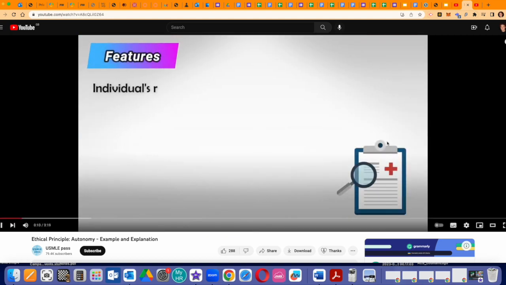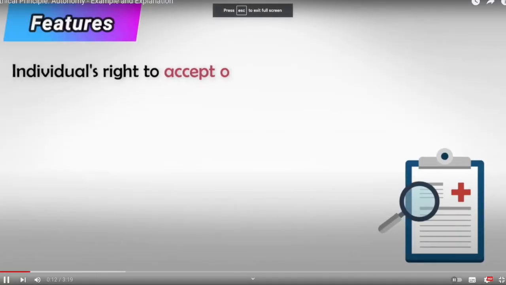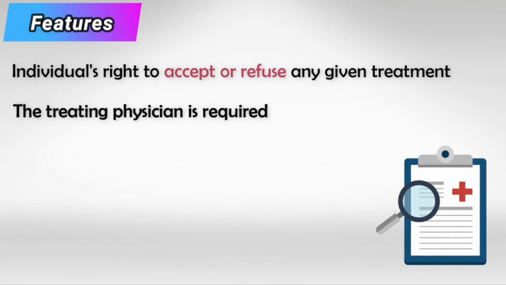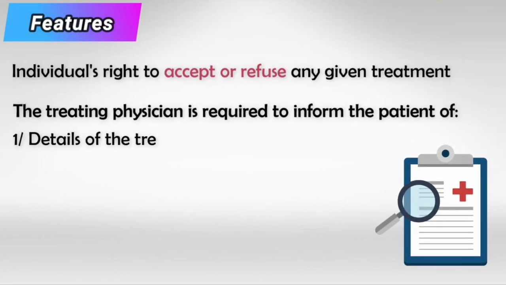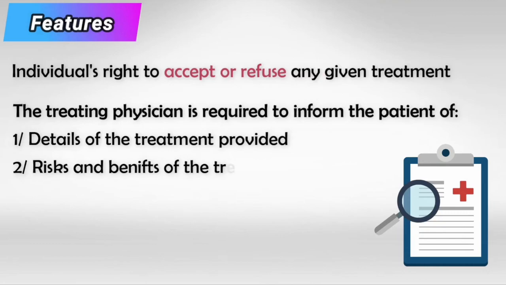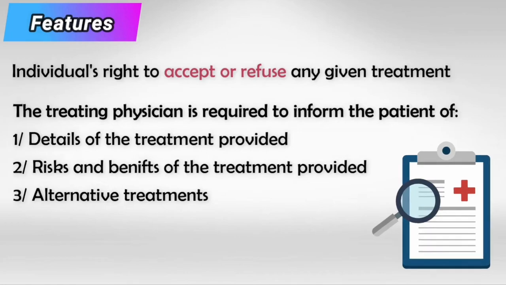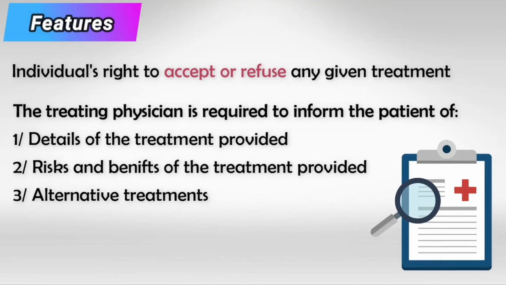Autonomy refers to the patient's right to accept or refuse treatment, given that the patient has all facts regarding their treatment, which means that the physician is required to tell the patient about the treatment provided. And they should also tell them about the risks and benefits of the treatment. Yeah, excellent points. They should also tell the patient about the alternative treatments. But the decision whether or not to accept the treatment goes back to the patient.